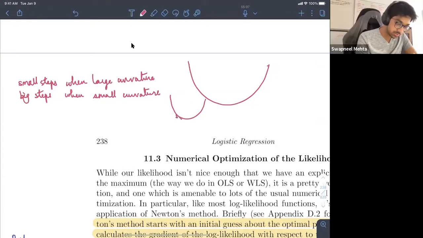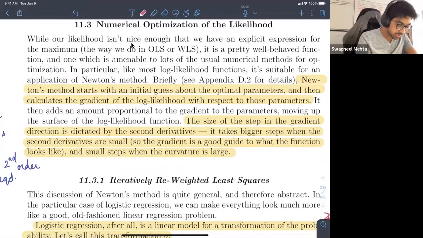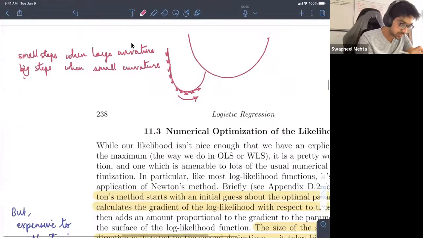So originally that's what I was trying to figure out. All of you are saying the right things and I buy that, but I'm just trying to get a sense from the graph: does this gradient change faster, or does this gradient change faster? I guess this is a faster rate of change. So large curvature means large second order derivatives. It takes bigger steps when the second derivatives are small. So bigger steps when small curvature.